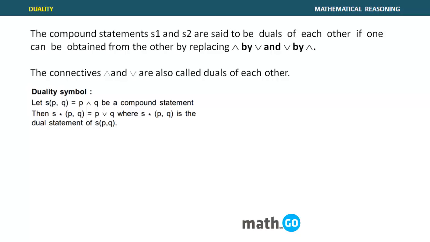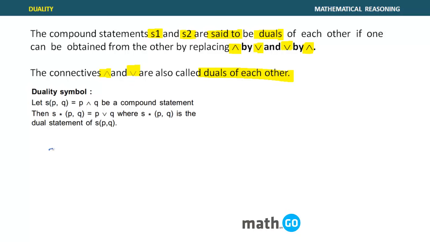Okay, let's take the other concept, that is the duality of the statements or dual statements. The compound statements S1 and S2 are said to be duals of each other if one of them can be obtained by replacing and by or, or or by and. So if you are given two statements where you can obtain them by replacing their signs and they are equal, then they are duals of each other. The connectives and, or are also known as duals of each other. Very important stuff. Okay, how do you write dual statements?